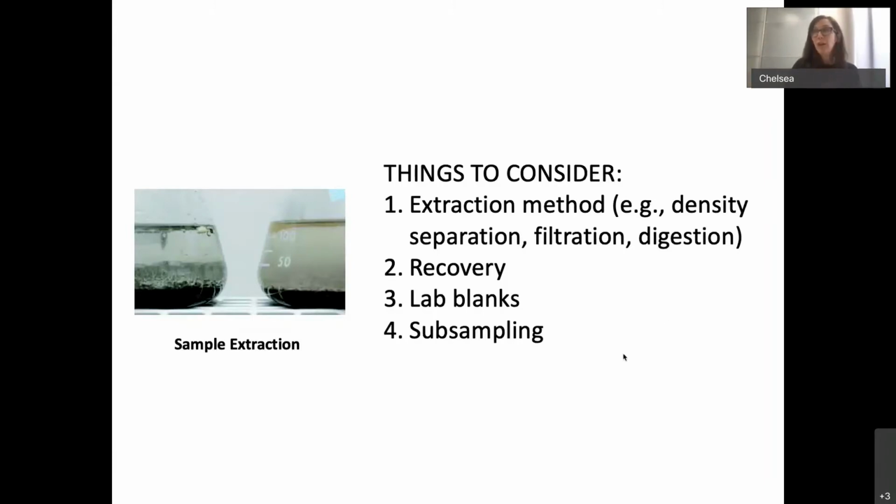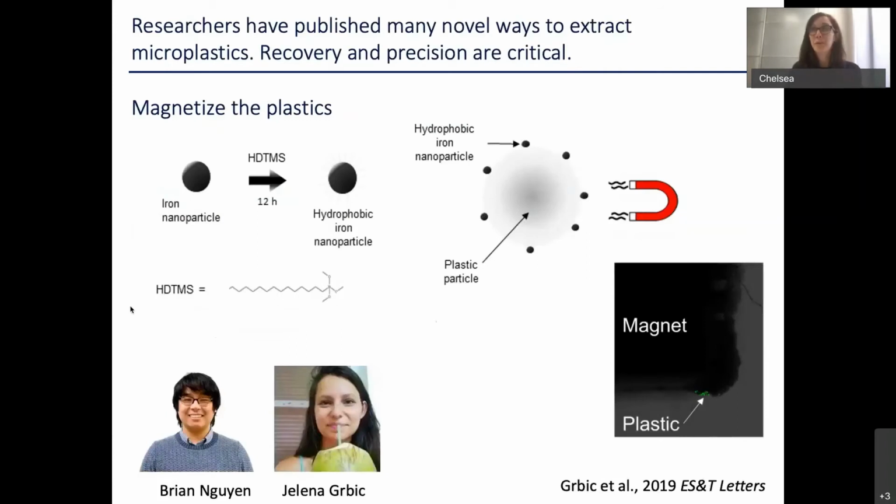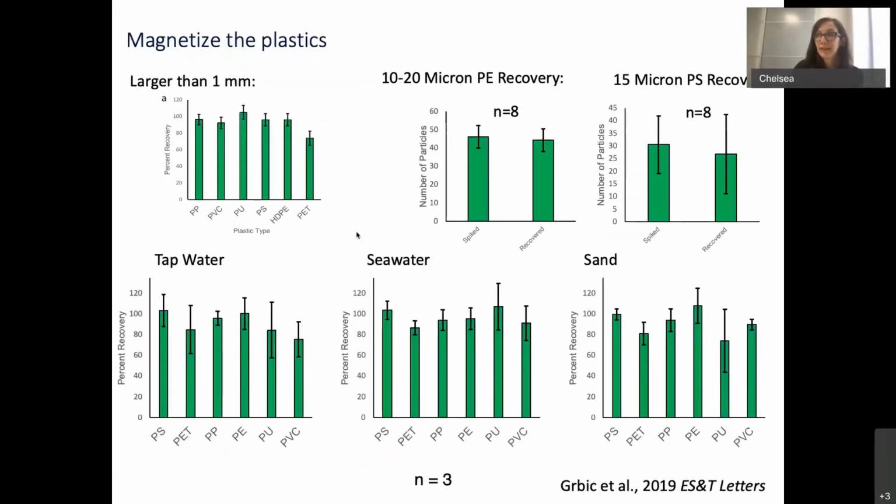There have been a lot of different extraction methods that have been proposed. Some of them are quite novel. We have been guilty of this. For example, we have a manuscript that describes a study led by Brian Nguyen and Jelena Gerbic, where they magnetized the plastic using a solvent and iron nanoparticles and a magnet. They were able to extract microplastics from different types of samples, and this included plastics larger than 1 millimeter of many different polymer types, and very small 10 to 20 micron plastics with decent recovery, across a wide range of matrices.